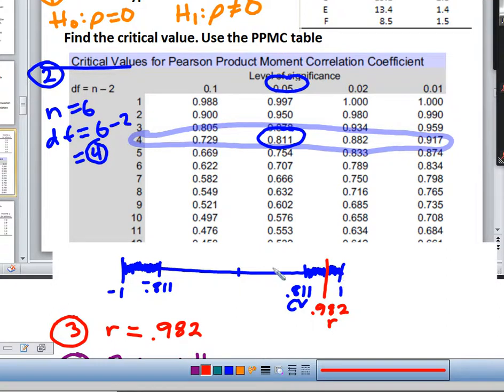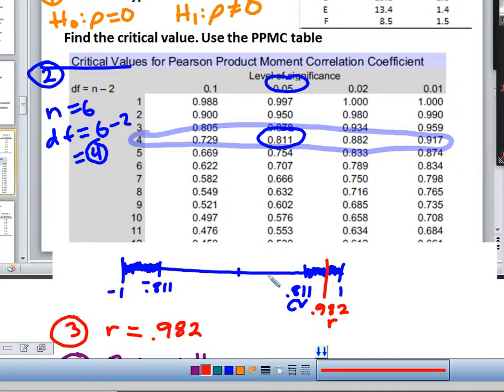So you're going to draw your lines and your ends on both sides, and then you're going to put in your critical value, positive and negative 0.811. So negative 0.811, shade over here, positive 0.811, shade over here. And then if you want, you can put a notch in the middle just so you know where 0 is. It kind of helps, but you don't have to.